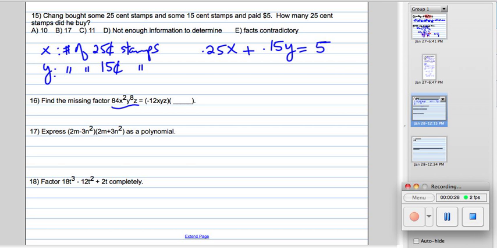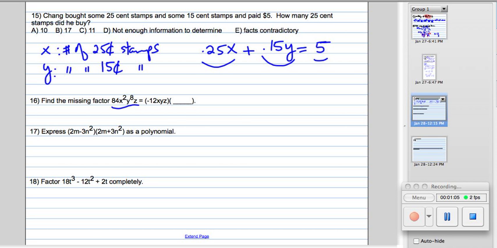Because the value of each 25-cent stamp is 25 cents, if we multiply how many stamps we bought, which is X of them, by the value of each 25-cent stamp, so that's X times 25, plus how many 15-cent stamps we bought, that's Y stamps, times the value of each, that's 15 cents or 0.15, when we add them all up, it should add up to $5.